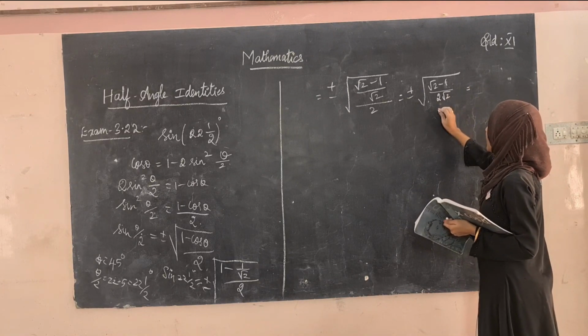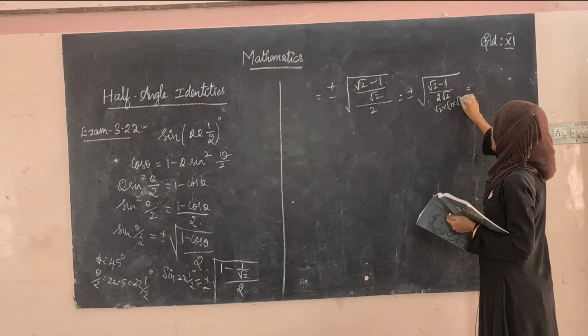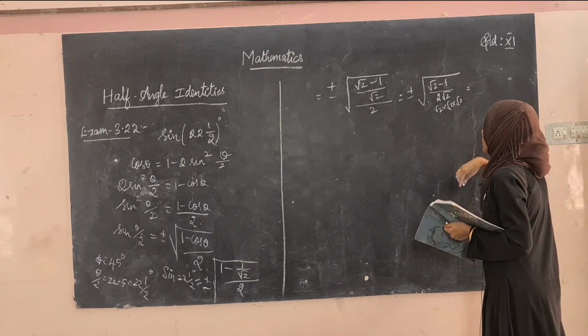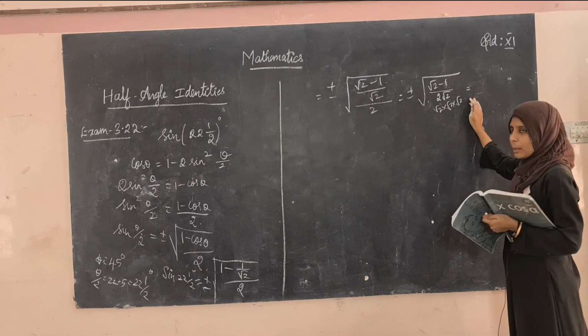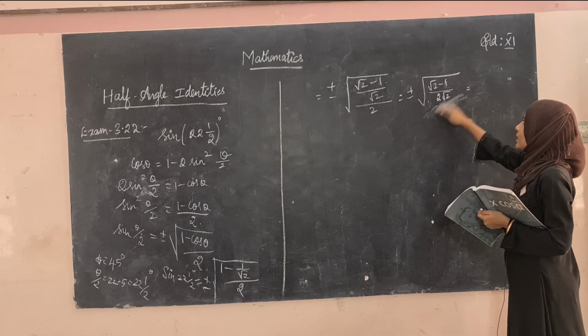So this can be written as root 2 into root 2 into root 2. Yes, so if you want to simplify, you can simplify, otherwise you can keep it as it is. This answer is also correct.